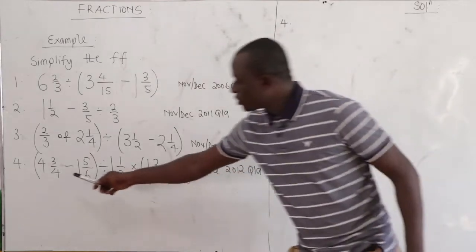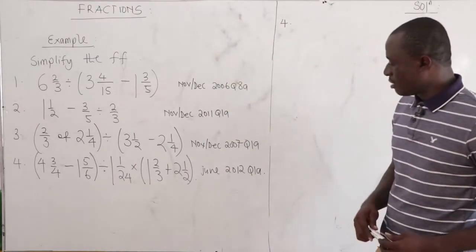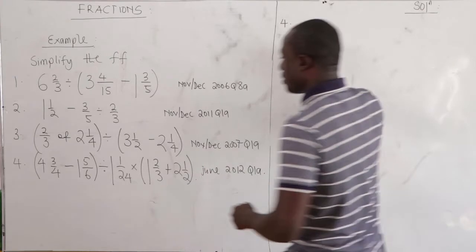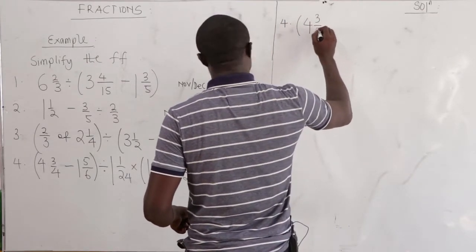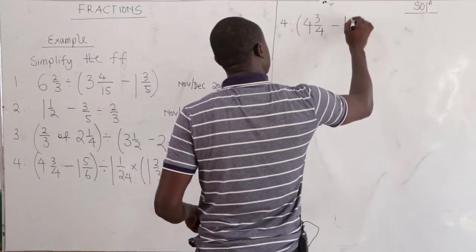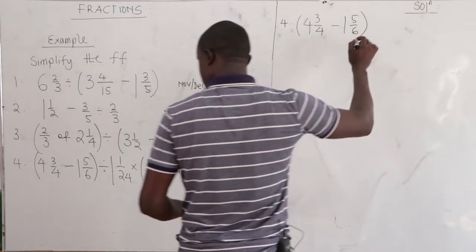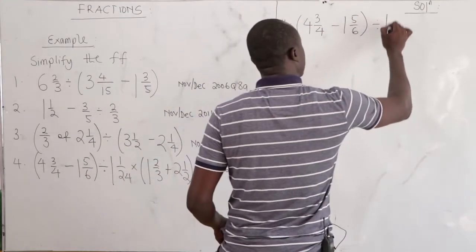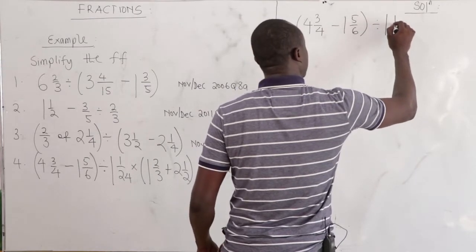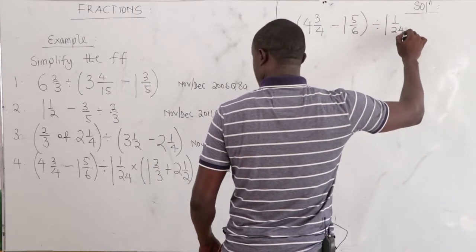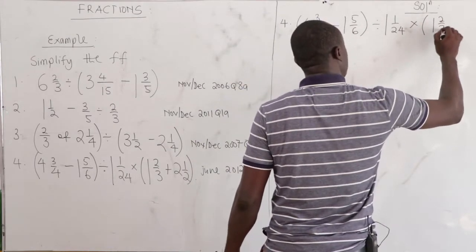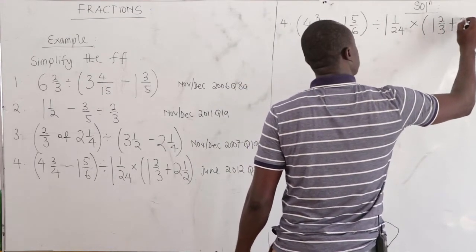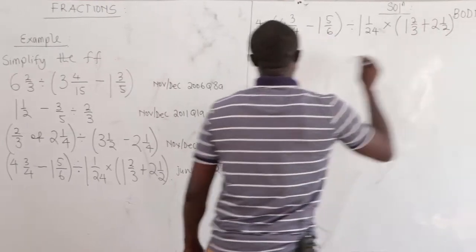Now let's consider question number 4. That is June 2012, question number 1A. So we have 4 whole number 3 over 4 minus 1 whole number 5 over 6, divided by 1 whole number 1 over 24, and then times, we have bracket 1 whole number 2 over 3 plus 2 whole number 1 over 2.